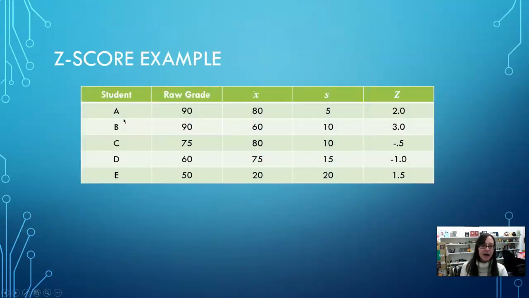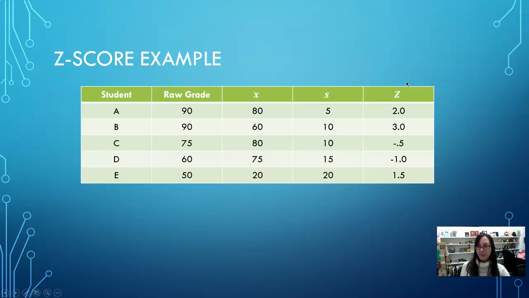So we have 5 students: student A, student B, student C, student D, and student E. These are their raw grades that they got on some test. Student A got a 90%, student B got a 90%, student C got a 75%, student D got a 60%, and student E got a 50%. Then these are the X bars. These are the means for the group of people that took that same test. So the mean for the test that student A took was 80%. The mean for the one student B took was 60%, etc.